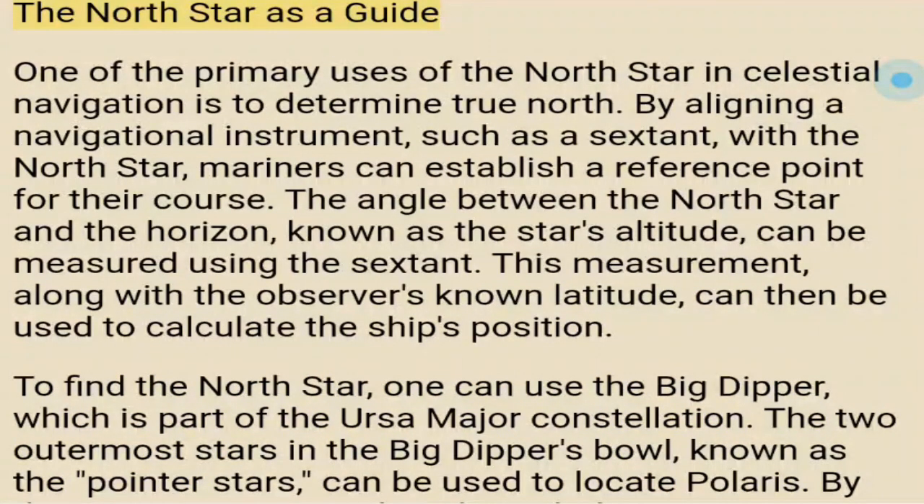The North Star as a guide. One of the primary uses of the North Star in celestial navigation is to determine true north. By aligning a navigational instrument, such as a sextant, with the North Star, mariners can establish a reference point for their course. The angle between the North Star and the horizon, known as the star's altitude, can be measured using the sextant.